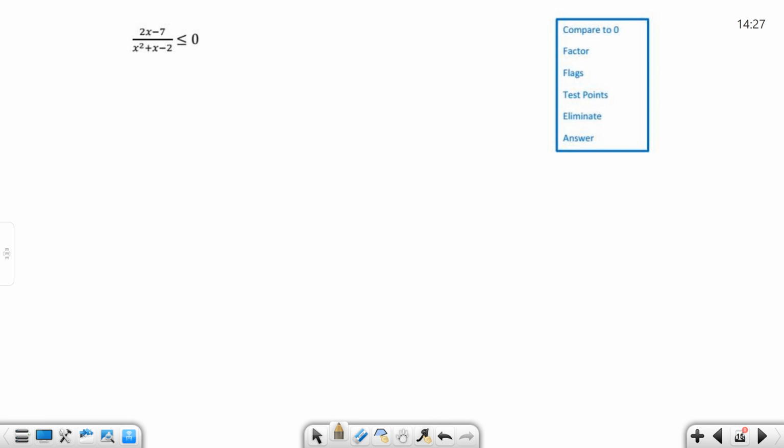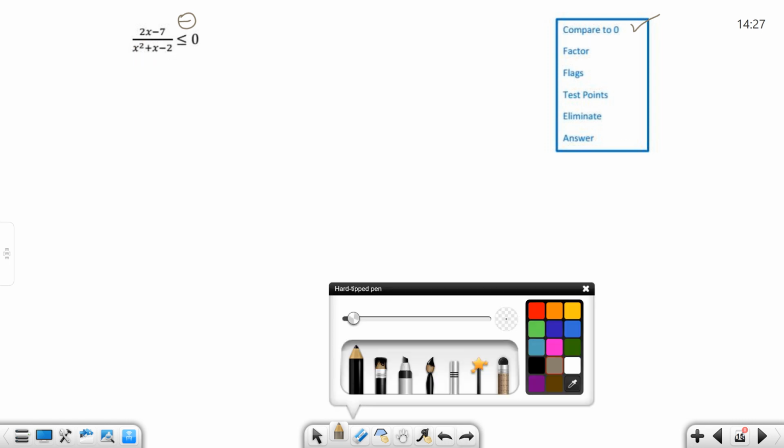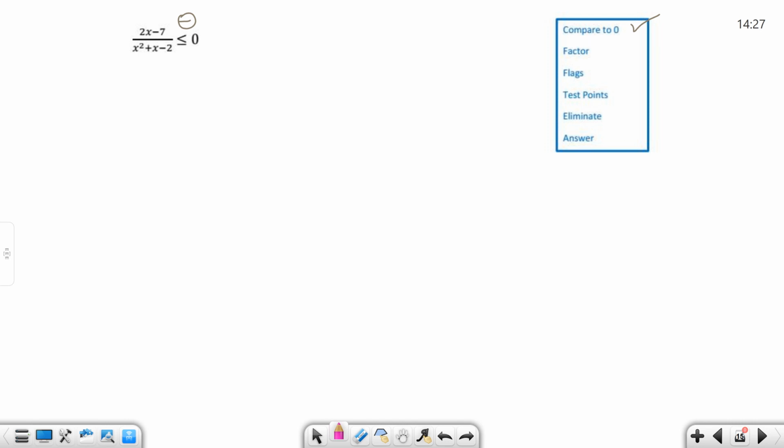So here, is it compared to 0? Yep. Less than or equal to 0 is compared to 0. So that's done, and we're looking for negatives. Is it factored? Well, look, I can't do anything with this part, 2x minus 7, but this down here is list method. I can do something with that. So let's go ahead and factor this. We're going to leave 2x minus 7 over, and we're going to try to make this into two parentheses with x and x, less than or equal to 0 still.